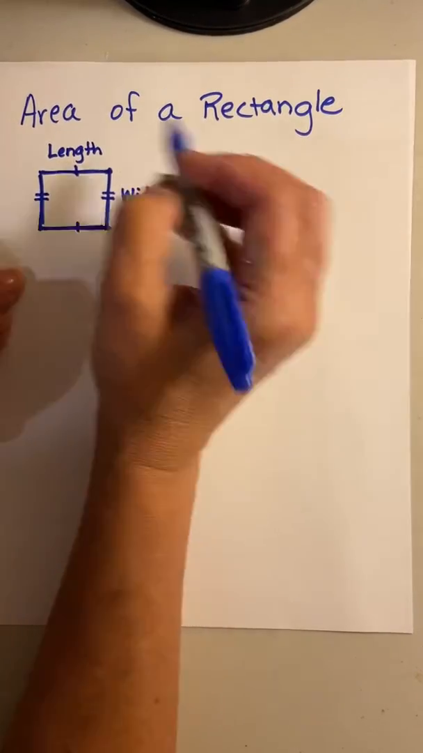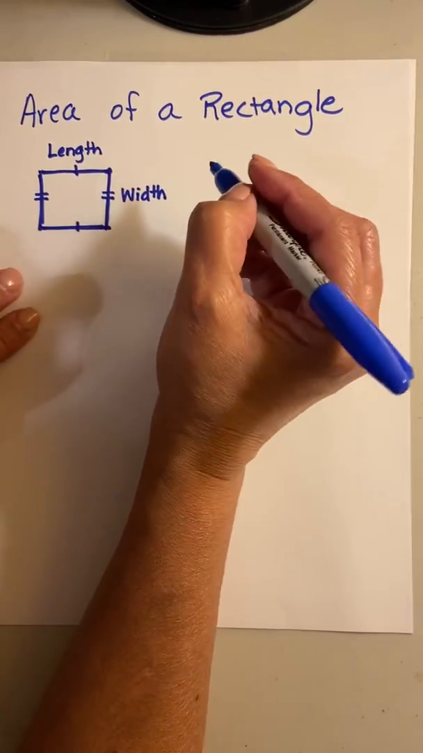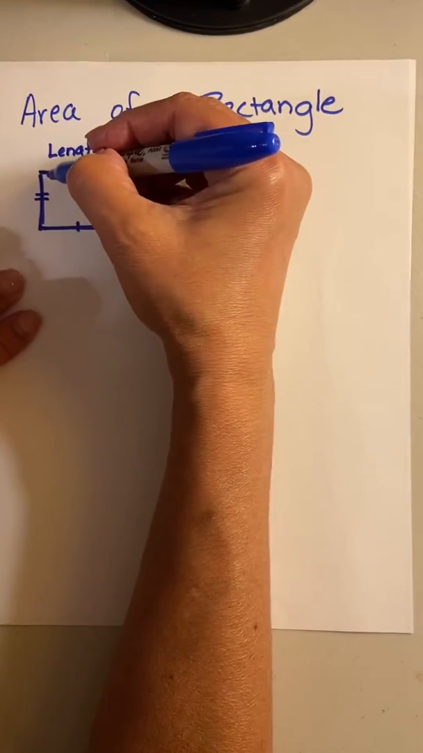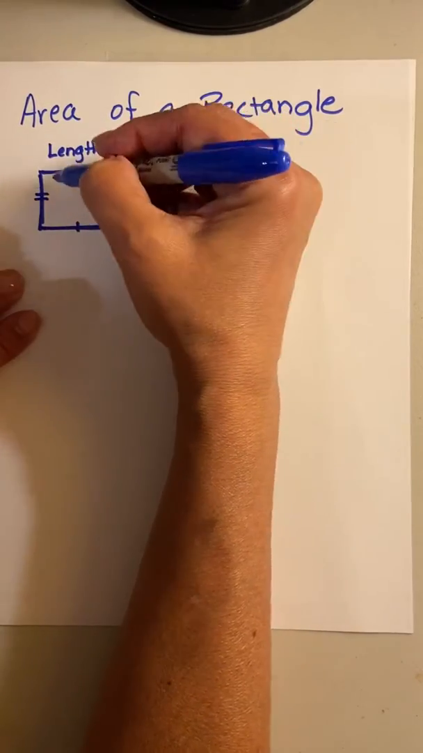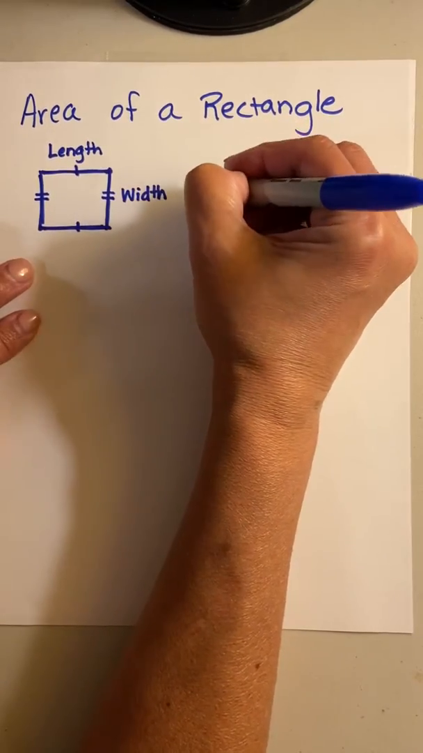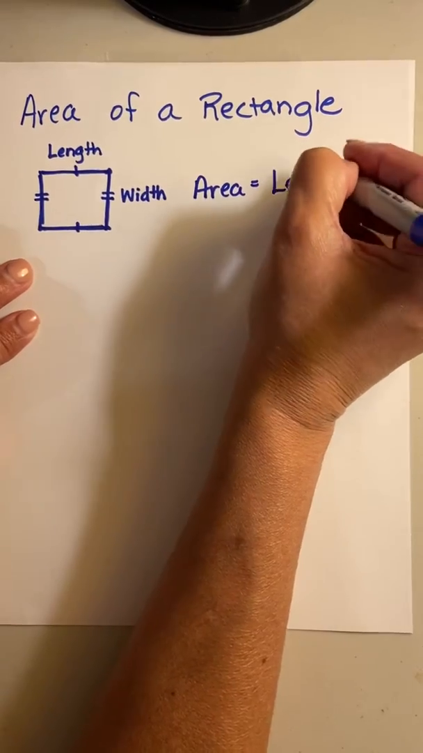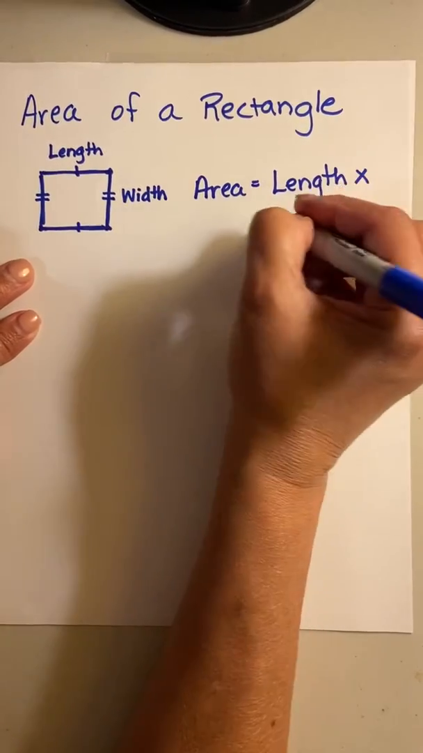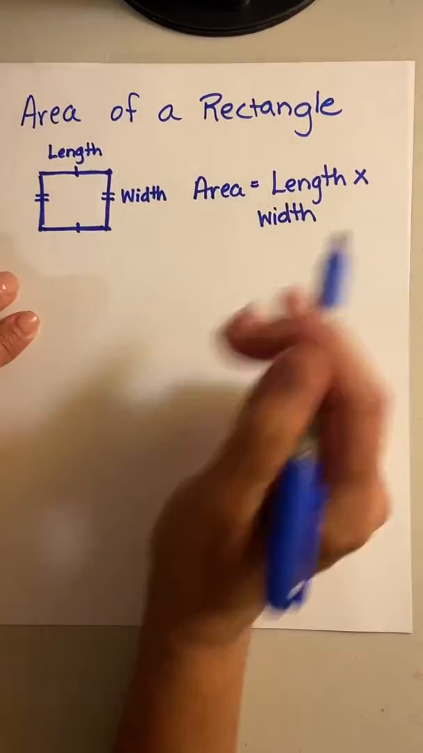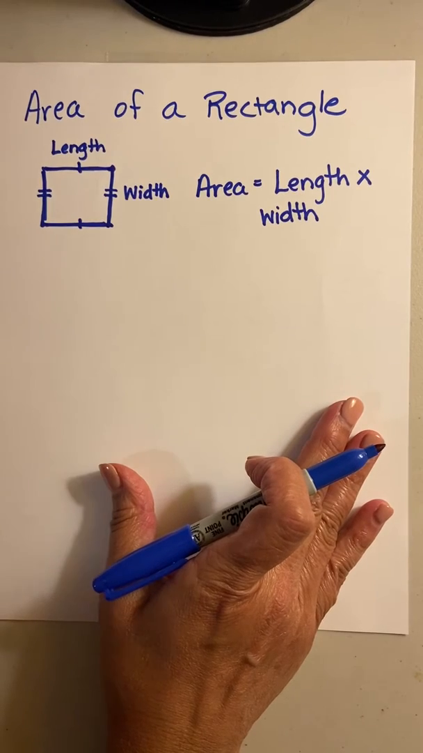Now it really doesn't matter whether it's length or width or width or length. It's just a dimension. But to find the area, the amount of space that's inside the rectangle, we're going to say the area is equal to length times the width. All right, this is important. Some of you have already learned this before, but it's always good to remember.